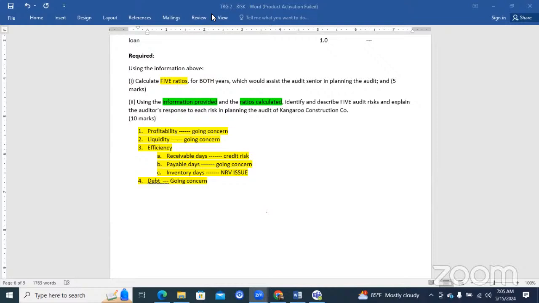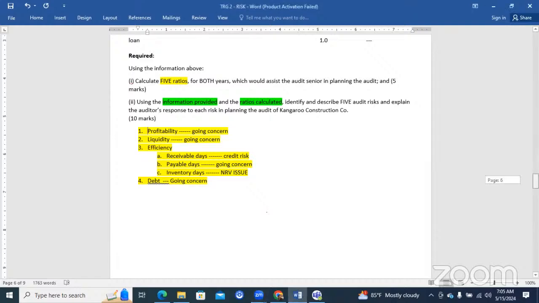What are the areas going to be connected? Going concern and profitability. Going concern and liquidity. Credit risk and receivable days. Going concern and payable days. NRV issue and inventory days. Debt and going concern. You should know these relationships to merge.